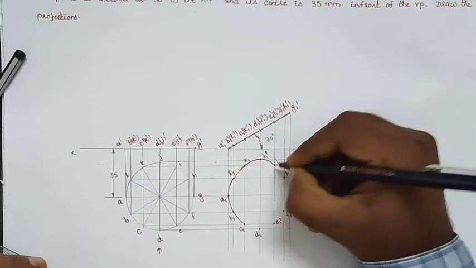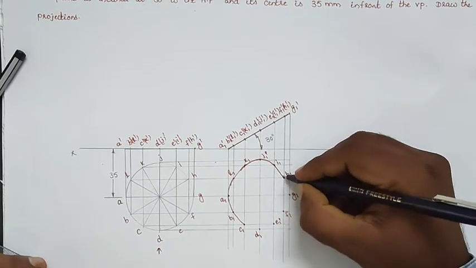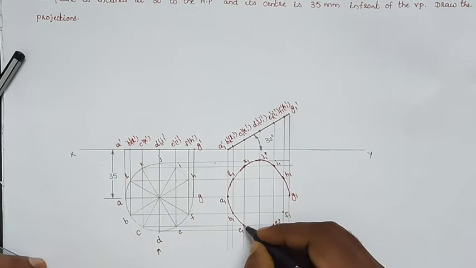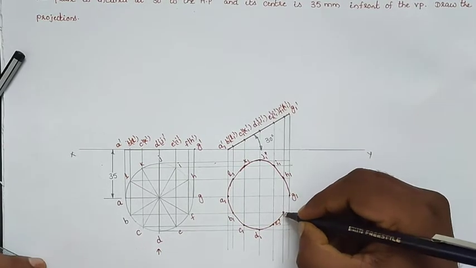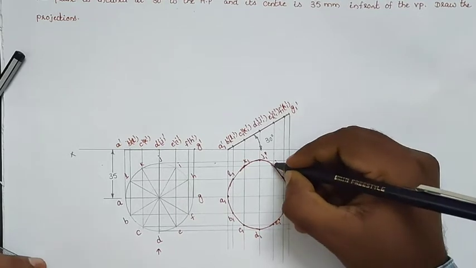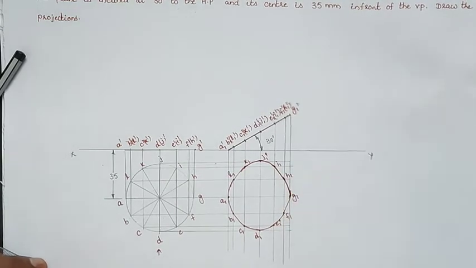Through freehand, joining all the points. Because it is a curve, we will join all the points by freehand sketching. So we will get an ellipse like that. So this is our second front view and this is our second top view of our diagram.